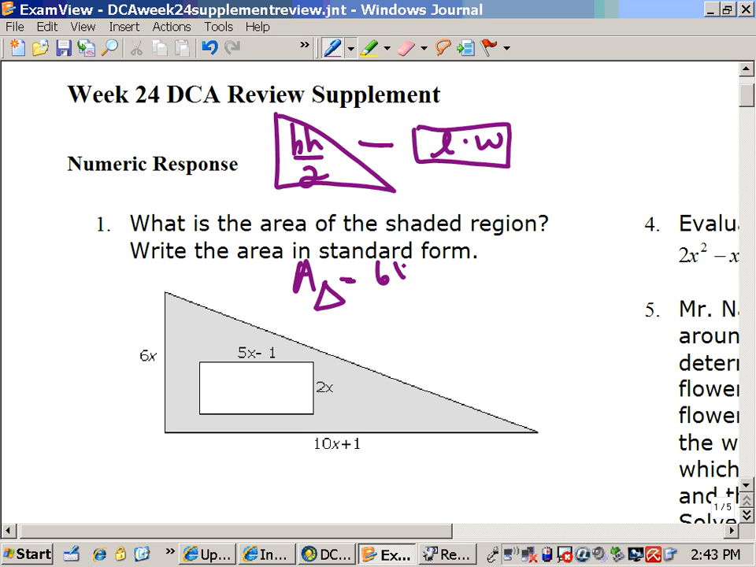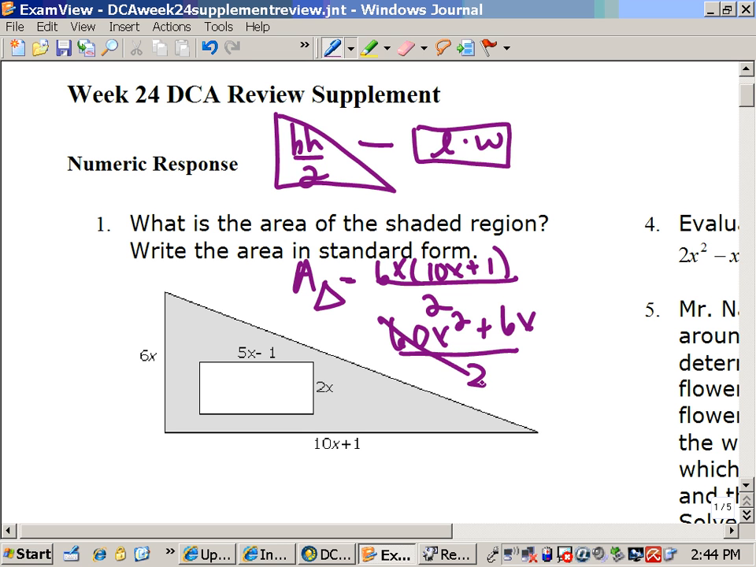That's 6x times 10x plus 1 all divided by 2, which gives me 60x squared plus 6x divided by 2. Remember that when you reduce, you have to reduce the 2 into the 60 and into the 6x. So that gives me 30x squared plus 3x. That is my triangle. Now I'm going to do the area of the rectangle.